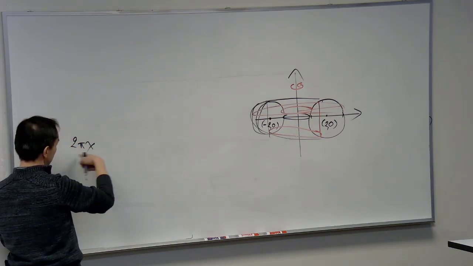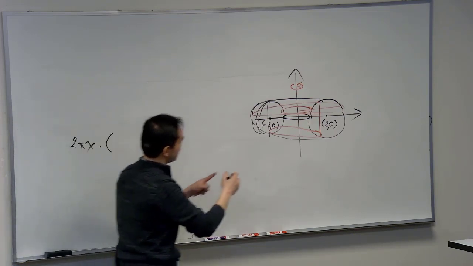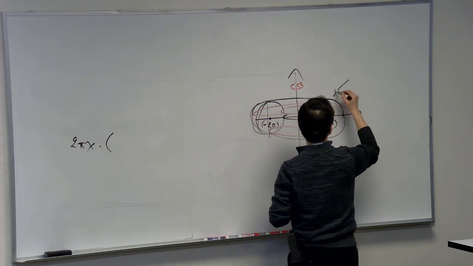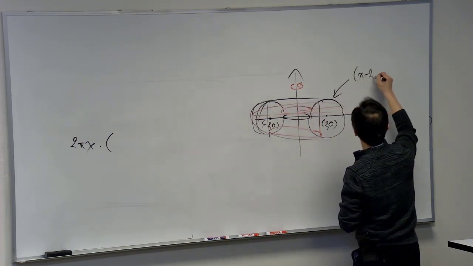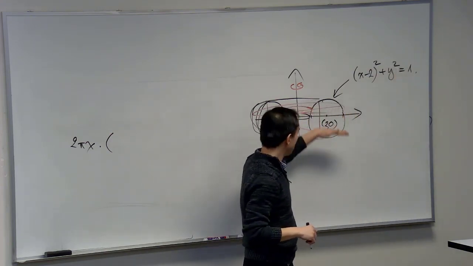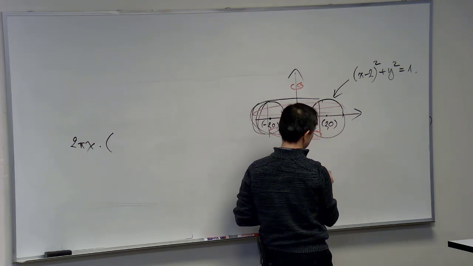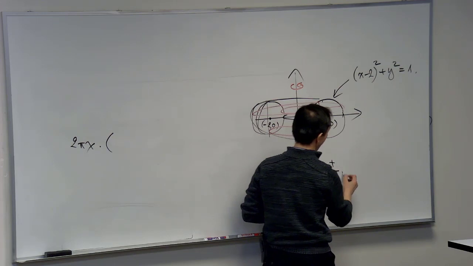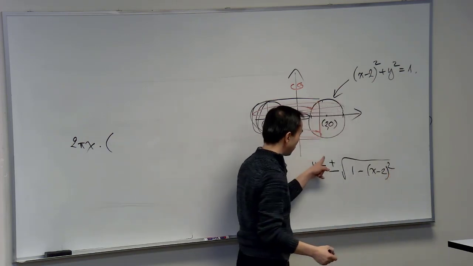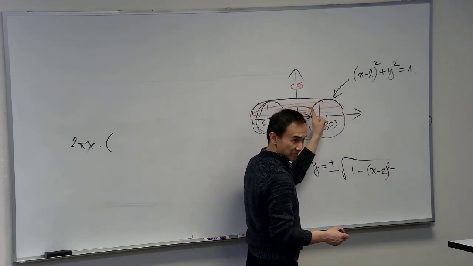That's the circumference, and then we multiply with the height. You see this curve right here is a circle of radius 1, center at (2, 0), so the equation for this circle is (x minus 2) squared plus y squared equals 1. That's it. So we can break that into the upper curve and the lower curve. Think about plus and minus: the square root of 1 minus (x minus 2) squared, with plus and minus. So the minus is the bottom curve and the plus is the upper curve. You guys see what I'm saying?